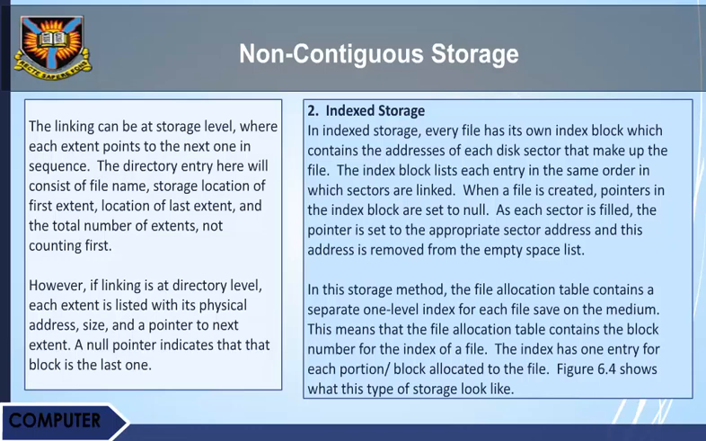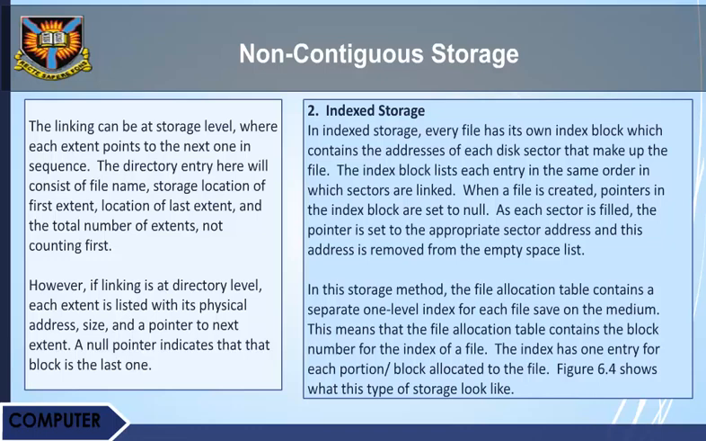The linking can be at storage level, where each extent points to the next one in sequence. The directory entry here will consist of the file name, storage location of the file extent, location of the last extent, and the total number of extents not counting the first. However, if linking is at directory level, each extent is listed with its physical address, size, and a pointer to the next extent. A null pointer indicates that that block is the last one.